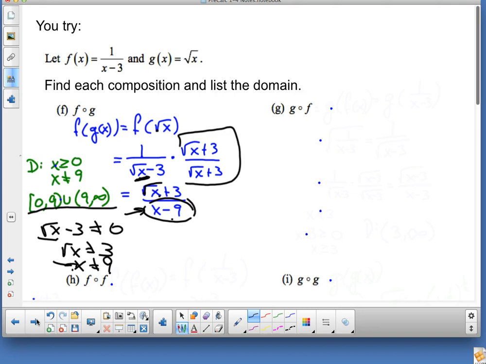Questions, clarification-wise? Doing okay? Okay. Try the other one, g of f. G of f. And talk about that restriction.